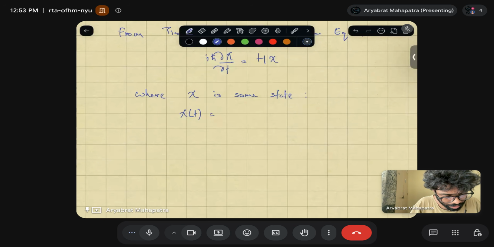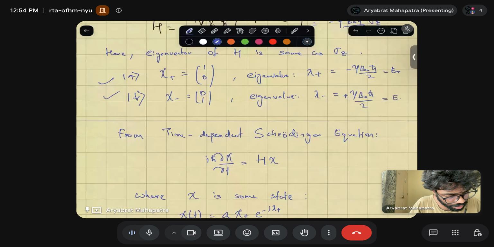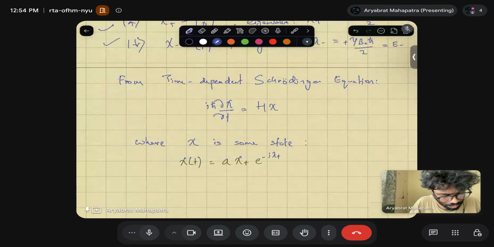I can write this as a chi plus exponential minus i, let me write lambda plus and lambda minus as e plus and e minus, so e plus t over h bar. Then I will have another term, with coefficient b, chi minus exponential minus i e minus t over h bar.